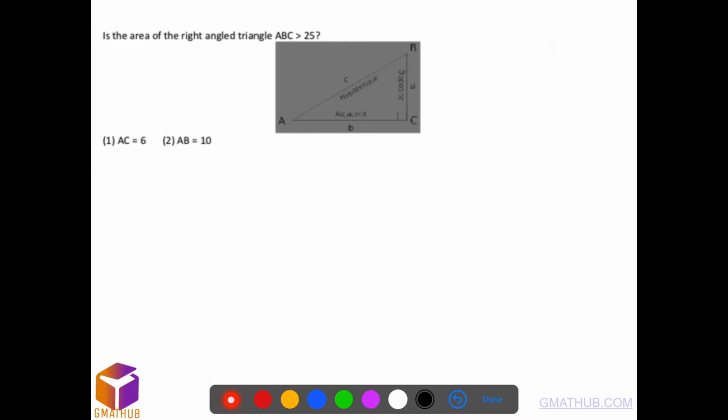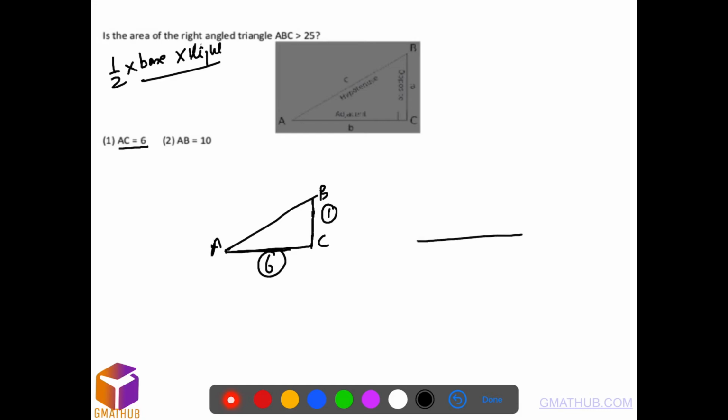Now this is a really good question. Area is half base into height. First statement says AC is equal to 6. Let me take AC, this base, as 6. Now this being 6, BC can be anything, like BC can be 1 also, and BC can be 100 also. I mean, it can take any value irrespective of what this value is.